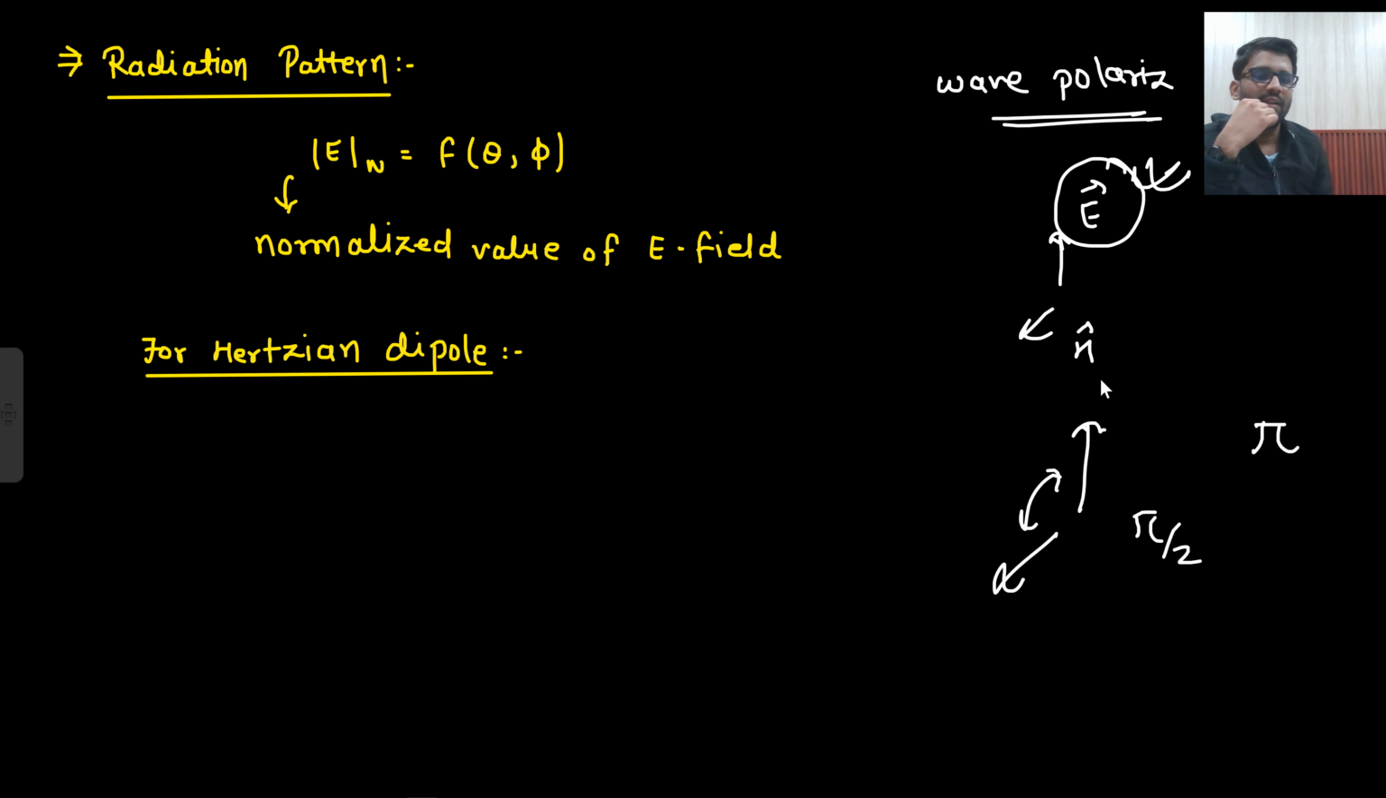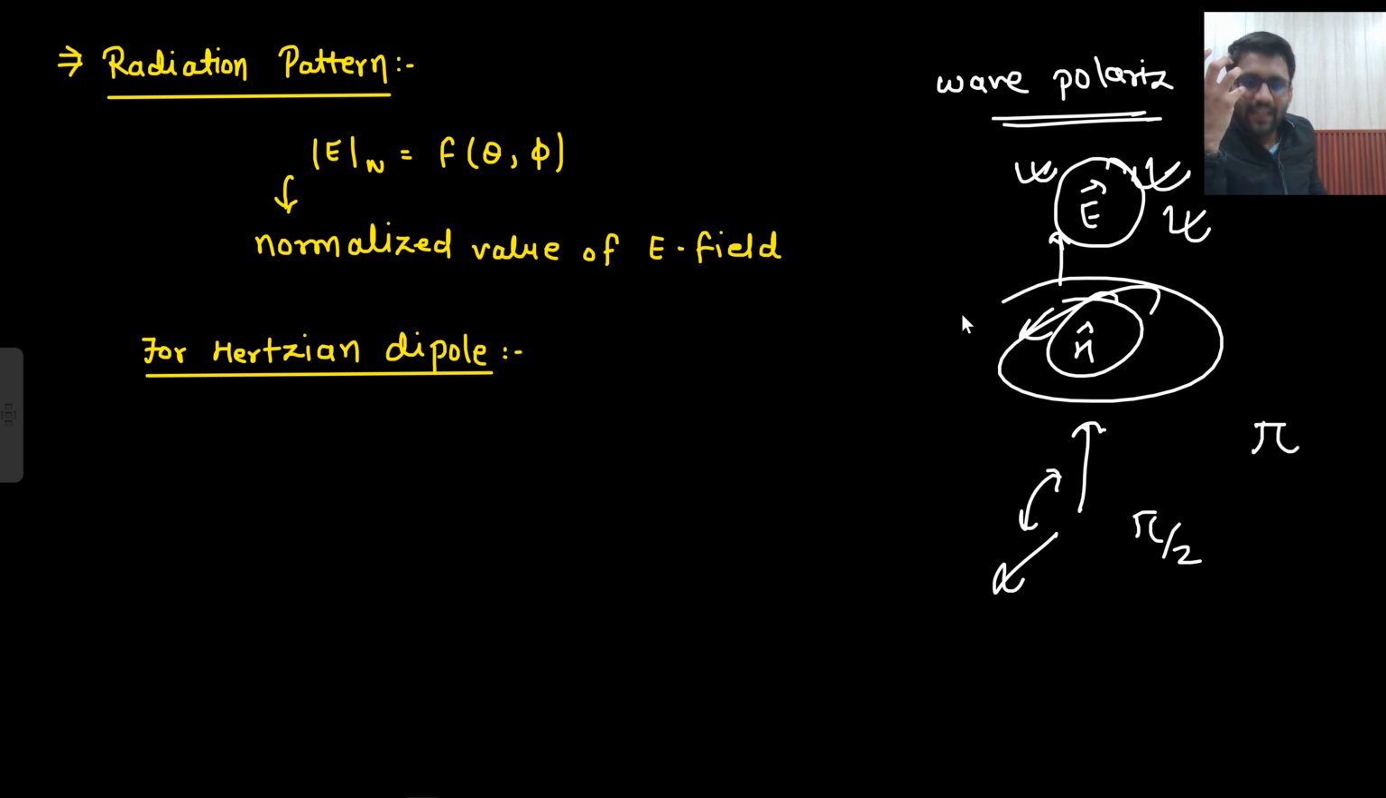So here also we need to see how our radiation pattern will look. What we need to see is how our radiation will look. But here we will only look at E. We will not talk about H. Is there any reason behind that? No. There is no specific reason behind that.